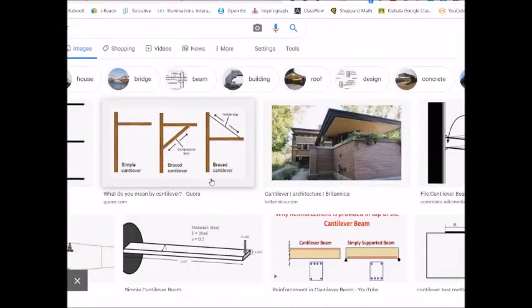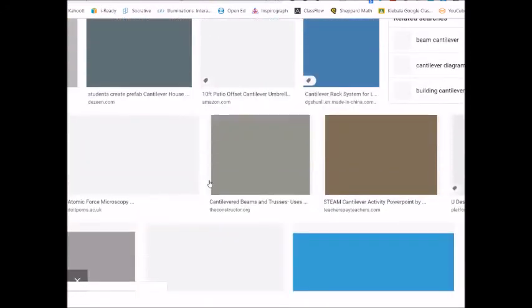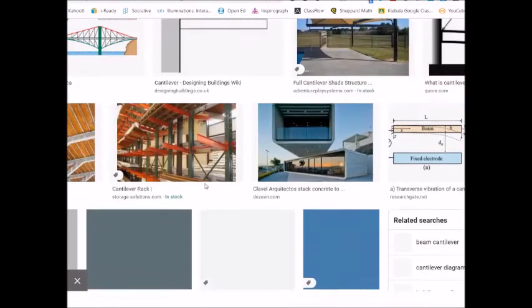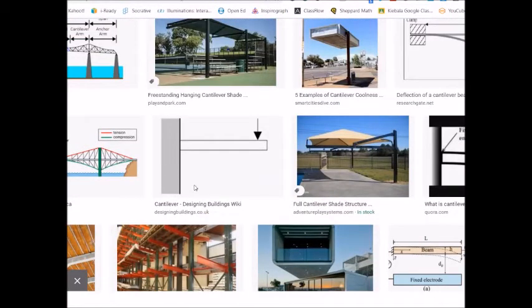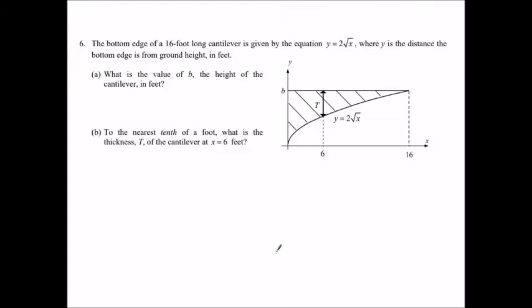I don't know what it was. So here's what it's talking about. So I guess not just in bridge construction, but basically something fixed at one end. In any case, I had to look that up. All right, what is the value of B, the height of the cantilever in feet?